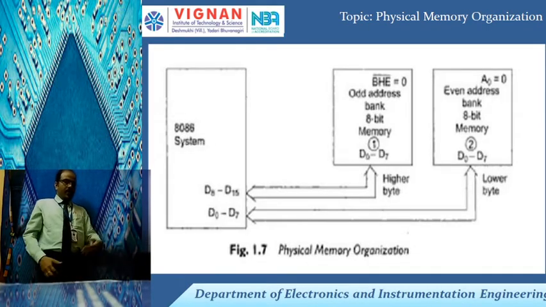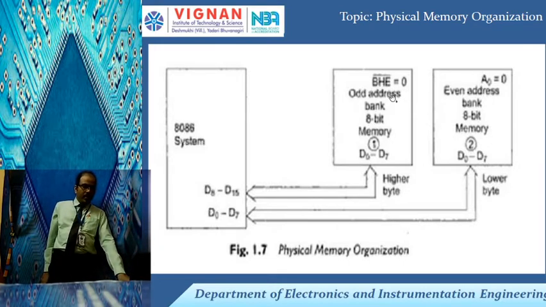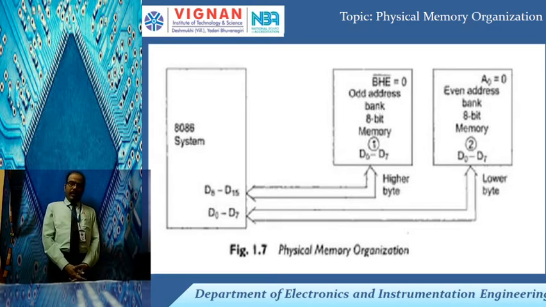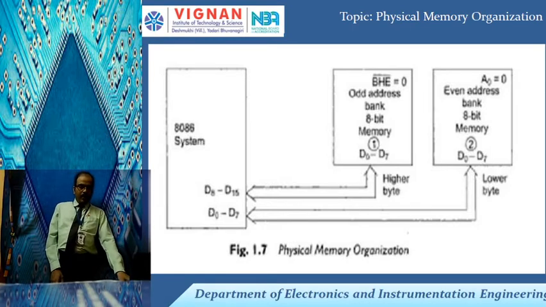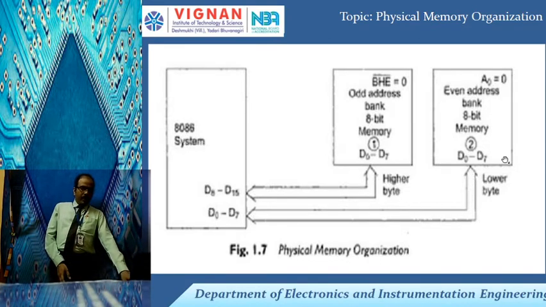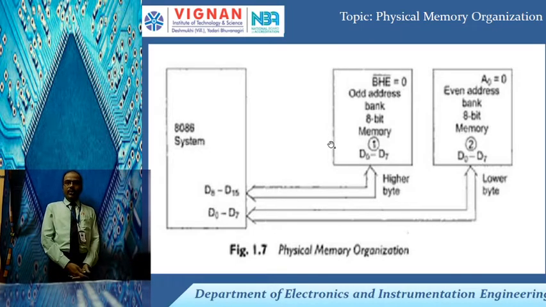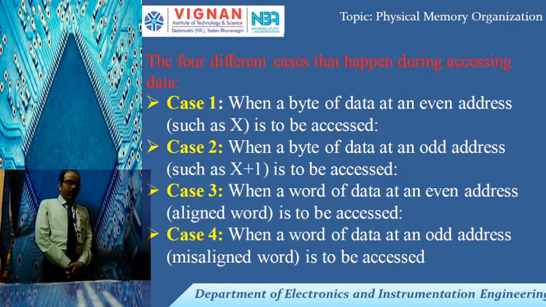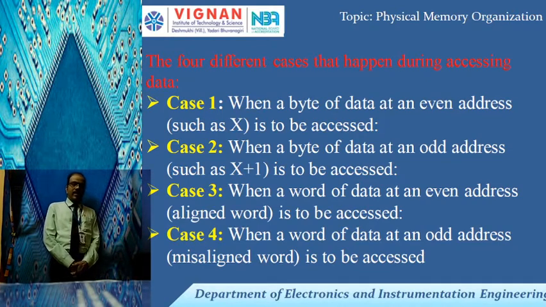If you observe here, BHE bar equal to 0 is used to select the odd address bank, which stores the 8-bit data. When A0 equals 0, it selects the even address bank, which also stores 8-bit data. So once again, for the even address the lower byte, D0 to D7, is used for transferring the data, and for the higher order byte, D8 to D15 is used. This is the physical memory organization of the 8086 microprocessor. There are 4 different cases that happen during accessing the data.